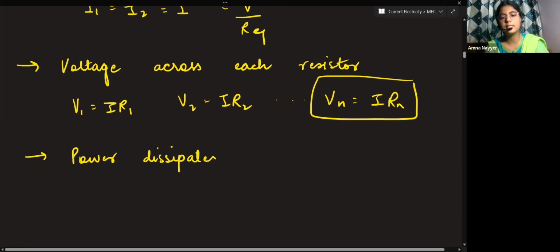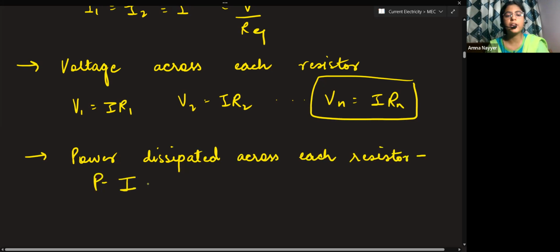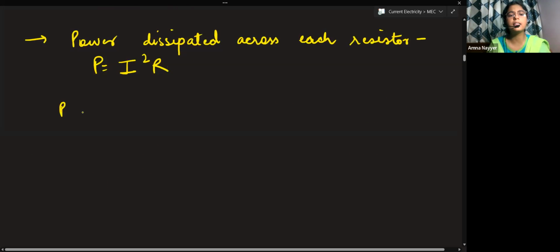Power that is dissipated across each resistor. The general formula for power is basically I squared R. So if you are asked to write the power across the first resistor or the second resistor, you can calculate it this way. P1 will be equal to I squared R1, since the current will be the same. Then P2 is I squared, which will still be the same, times R2.